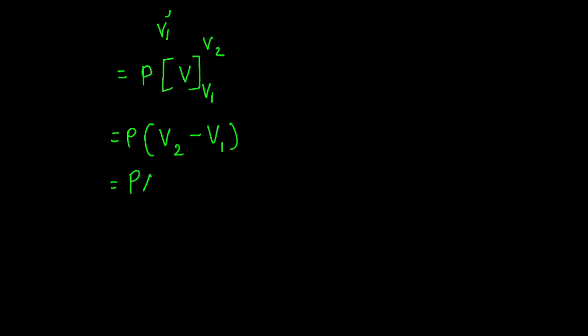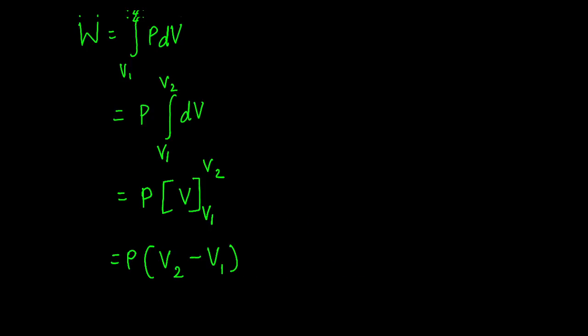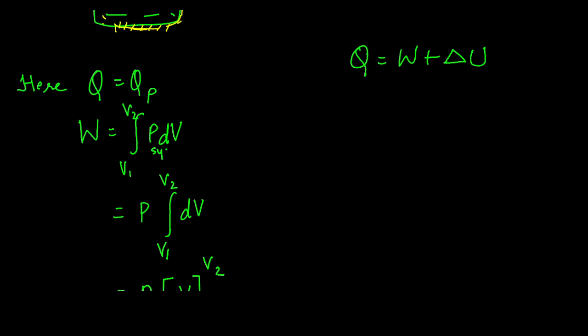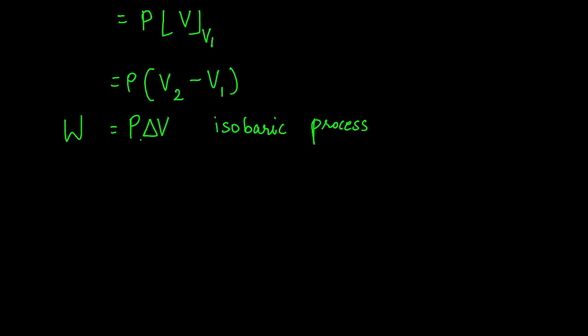Delta V. So this is the formula of work done by the system in which process? In isobaric process. A thing that I want all of you to remember: here it was SYS, remember? It was the pressure of the system, remember or not? So the perfect formula is this: pressure of system into delta V.